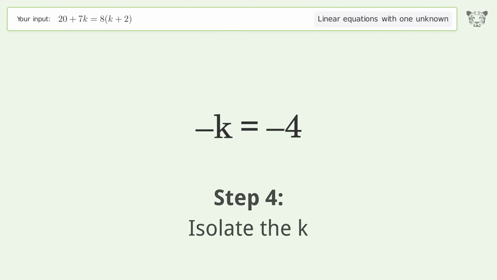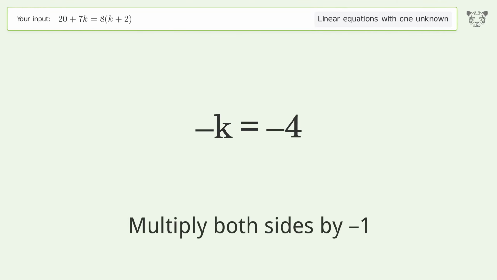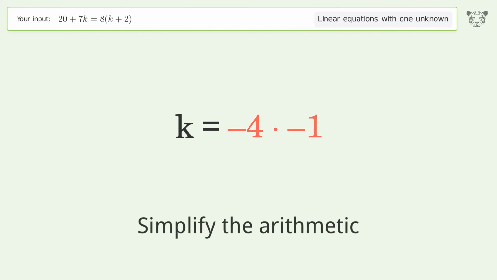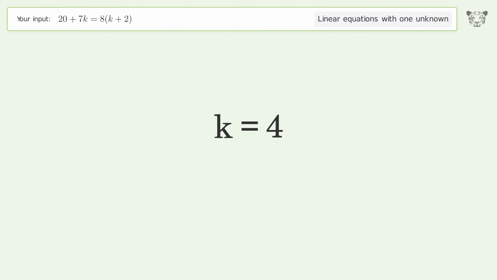Isolate the k. Multiply both sides by -1. Remove the ones. Simplify the arithmetic. And so the final result is k equals 4.